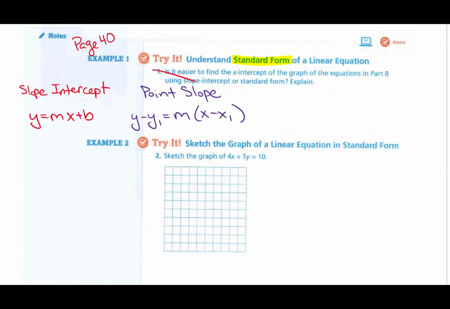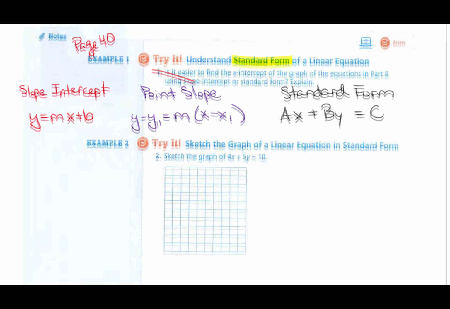The two forms of equations we've seen so far are slope-intercept and point-slope. The slope-intercept was our y equals mx plus b form, and point-slope is the y minus y1 equals m times x minus x1. Our third and final equation of a line is our standard form. This is written as ax plus by is equal to c. This is where a, b, and c are integers, and x and y are our variables.